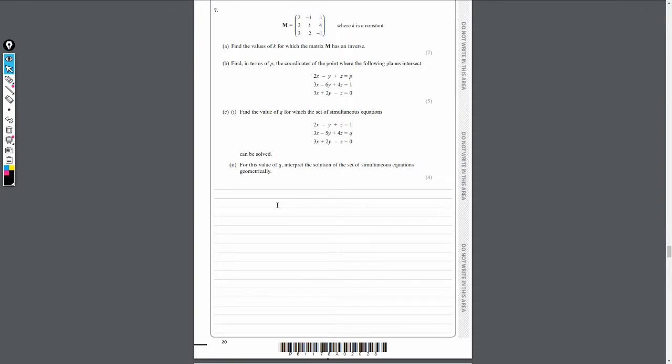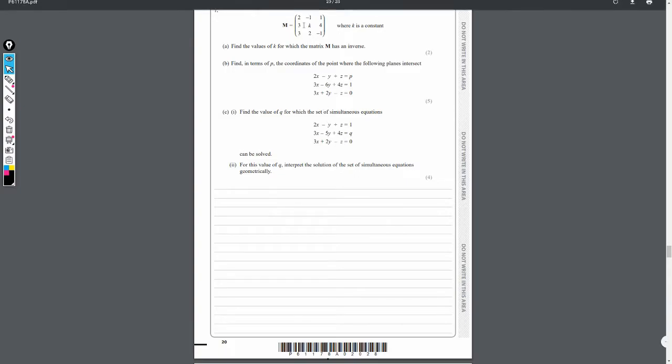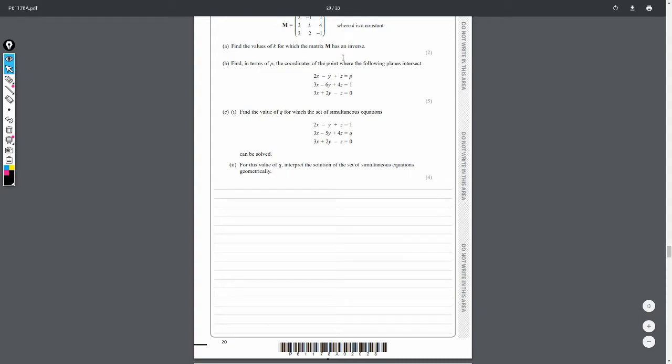So part A, we have to find the values of k for which the matrix M has an inverse. So we've got this matrix M, and we're told that k is a constant. If M has an inverse, what that means is that the determinant is not equal to 0. So all I need to do is expand along this middle row here and find the value of k that would make it equal to 0, and then k would be any other value. So let's have a go at doing that.